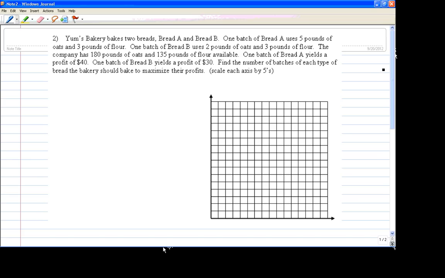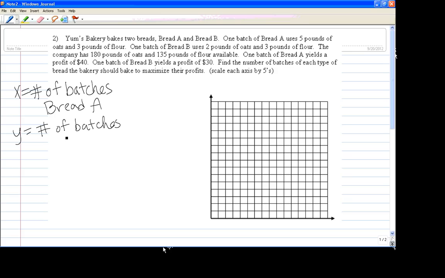Okay, so again, let's name our variables. And the variables should answer the question, which is to find the number of batches of each type of bread. So I will say that X is the number of batches of bread A, and Y is the number of batches of bread B. So there are my variables.